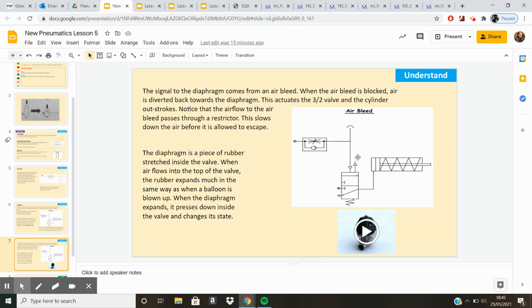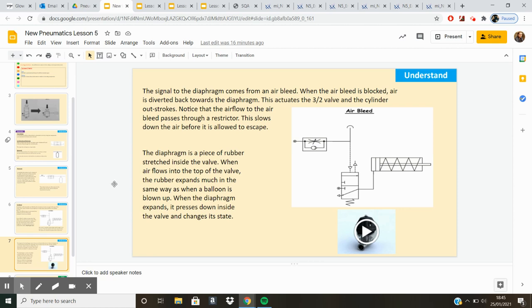Okay, so the air bleed can either work by the air bleeding out, being blocked, pushing the air through, or the air coming in, the diaphragm expanding and then pushing down and causing the state of this to change and allow the air through. Okay, so there's two different ways that this air bleed diaphragm valve can work. Okay, so as I said, it's an actuator, and that's basically it.